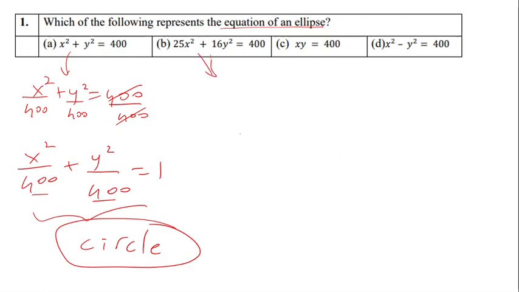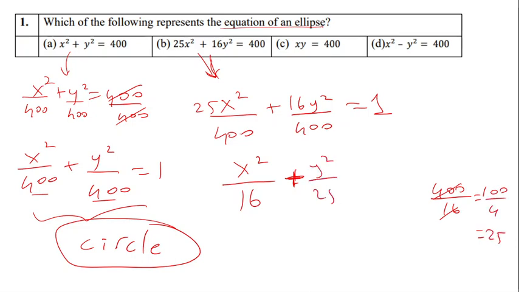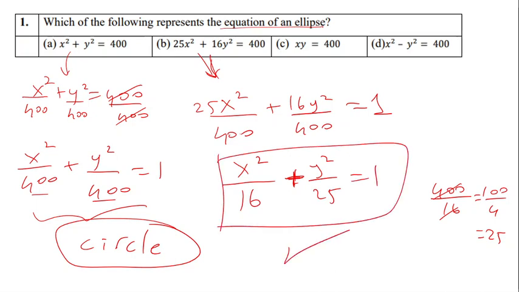Now we can check this one. Divide both sides by 400. If you do the division here, it will be 16 here, and this will be, if you make the division, I think it's 25, so it will be y squared over 25. So this makes an ellipse.